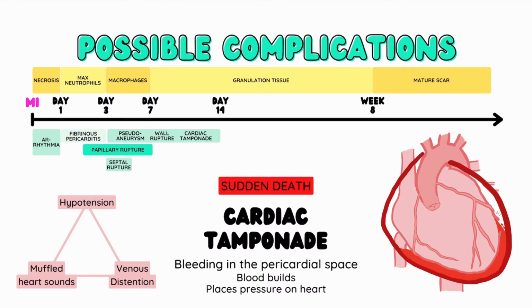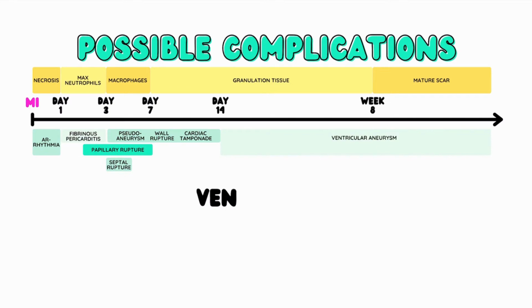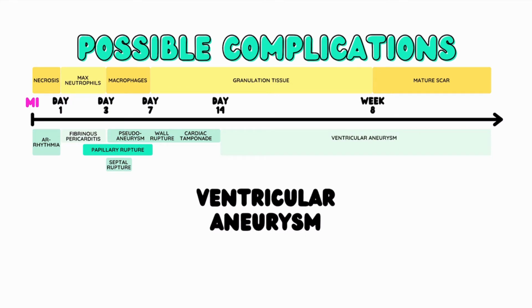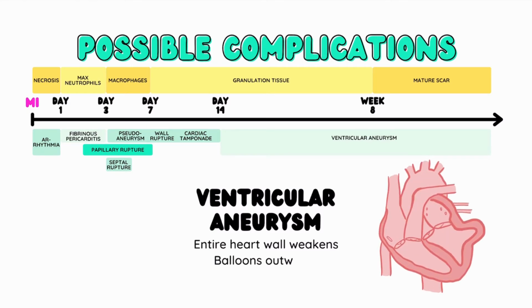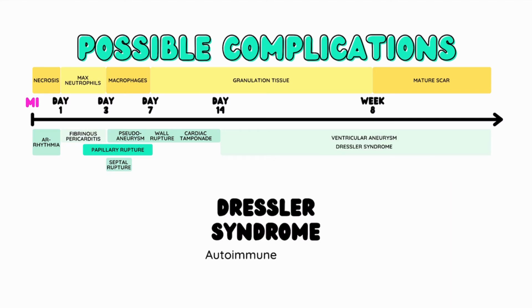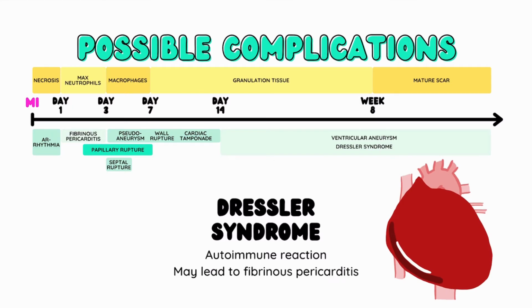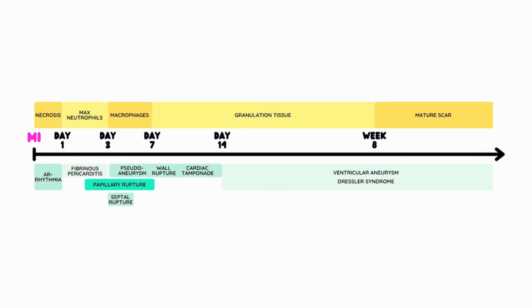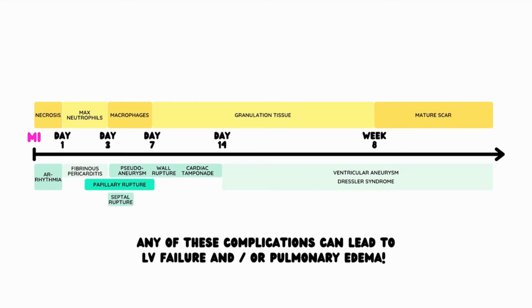From 2 weeks to several months post-MI, the patient is at risk for a true ventricular aneurysm. This is when the entire heart wall weakens and balloons outwards, which may disrupt contractions. This time period may also correspond with Dressler syndrome, which is an autoimmune reaction that may lead to fibrinous pericarditis. Any number of these complications can lead to left ventricular failure and subsequent pulmonary edema. Therefore, MIs are not just dangerous because they can lead to death, but because they can lead to lots of other dangerous complications.